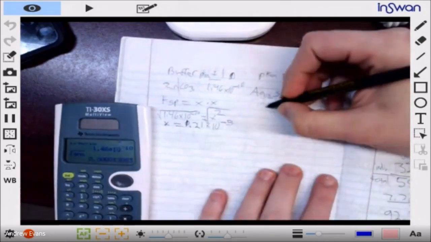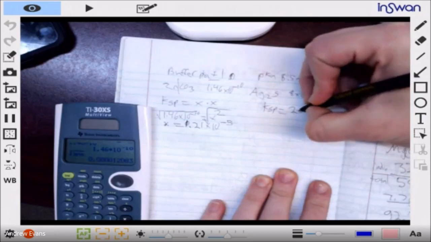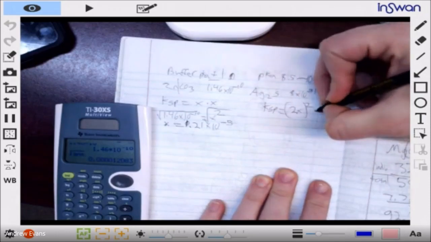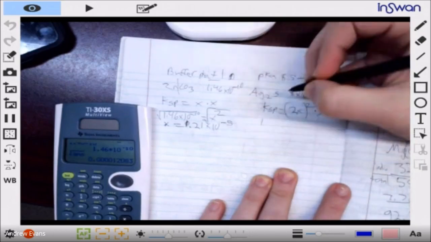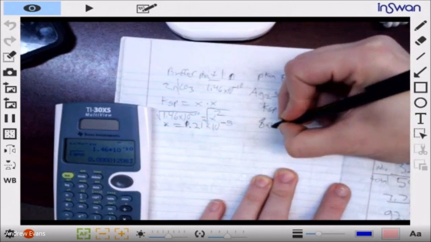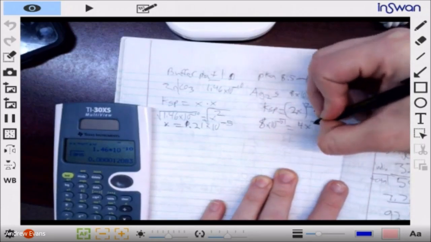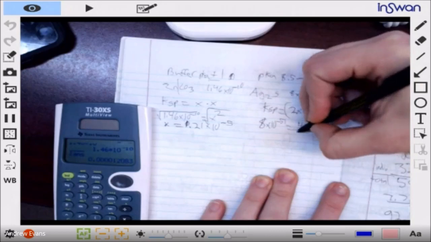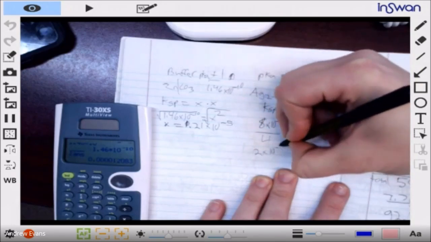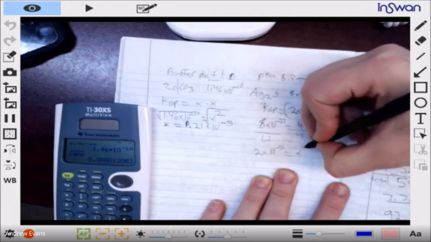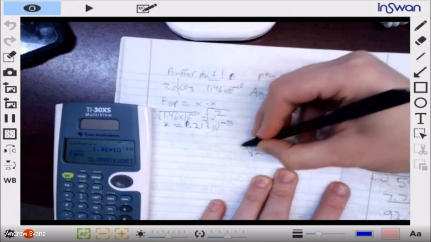Now this one, Ksp equals (2x) all squared, times x. So when all is said and done, you have 8 times 10 to the negative 51st equals 4x cubed. You divide both sides by 4, so you get 2 times 10 to the negative 51st equals x cubed. And then you cube root both sides, and that would give you x.